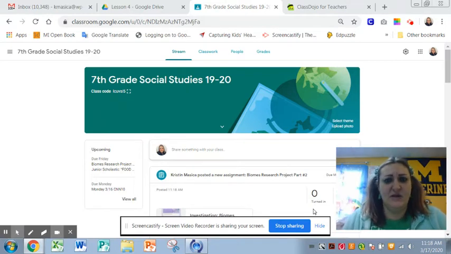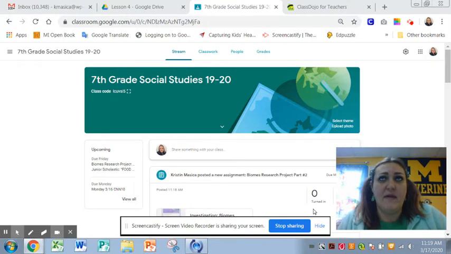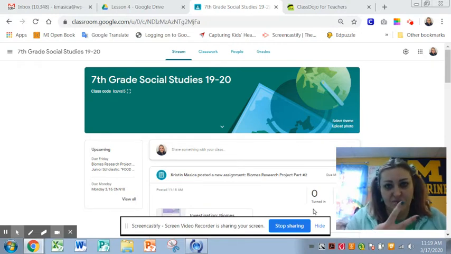I have just posted our second part for our Biomes research project. Last week, I asked you guys to go on and vote for the biome that you wanted to research for this upcoming project, whether it was a rainforest, a desert, a savanna, grassland, or a tundra. So this is going to be part two.